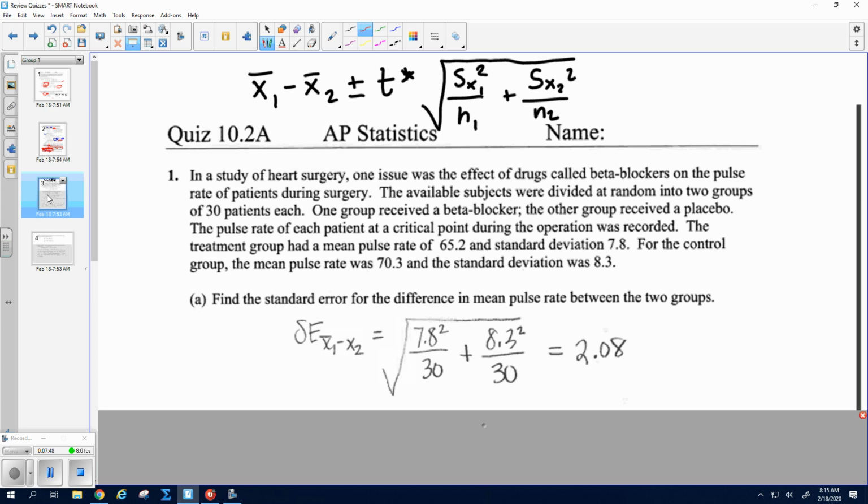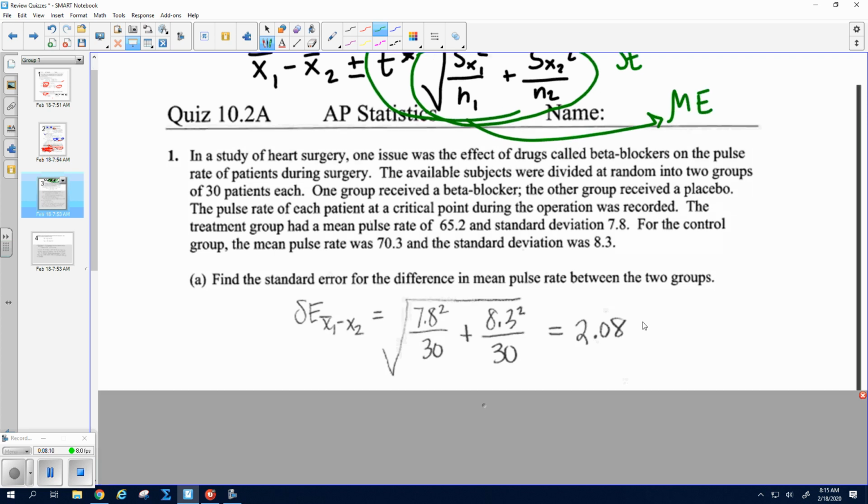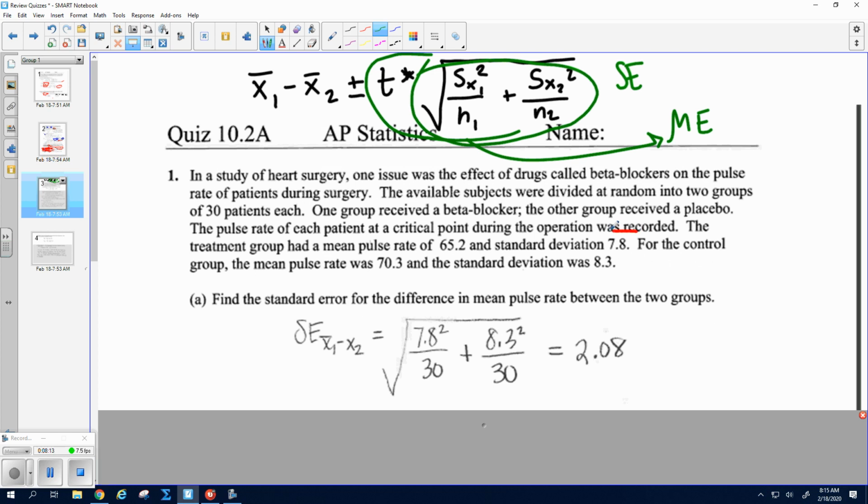Okay, 10.2 is all means. So there's your basic formula for a confidence interval because it talks about finding the standard error in part A. So just a reminder that just this piece right here is the standard error. If you include the T star, it is called the margin of error. So be careful what they ask for. So this one's just the standard error. So we take the sample standard deviation squared over the sample size of 30 plus the other standard deviation squared over the sample size of 30, and we get 2.08.